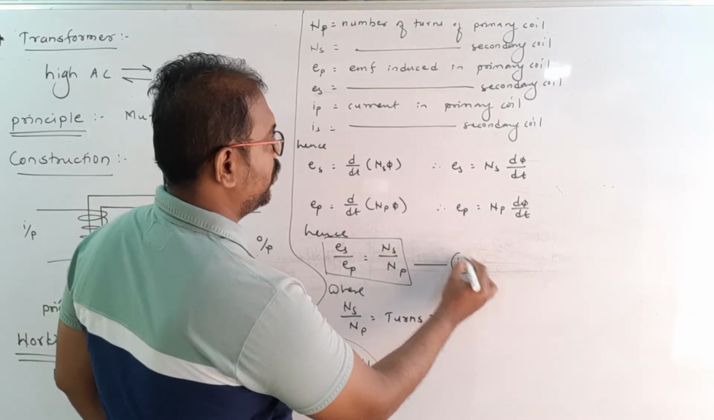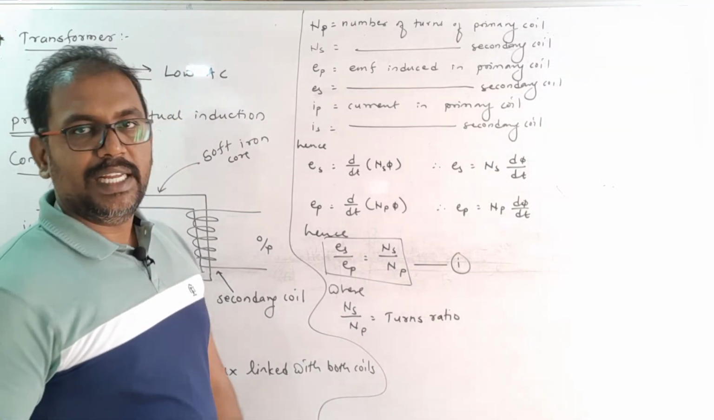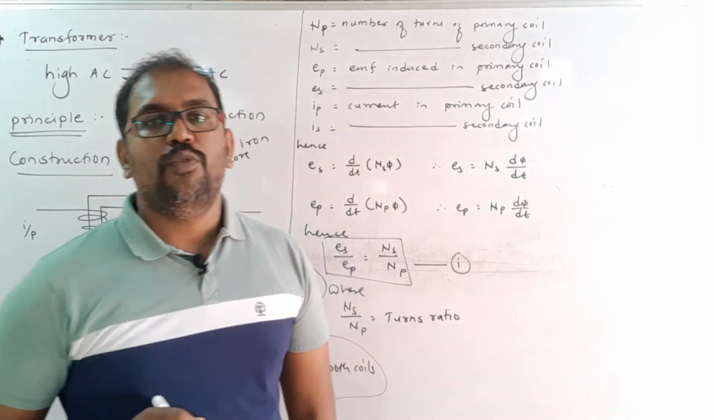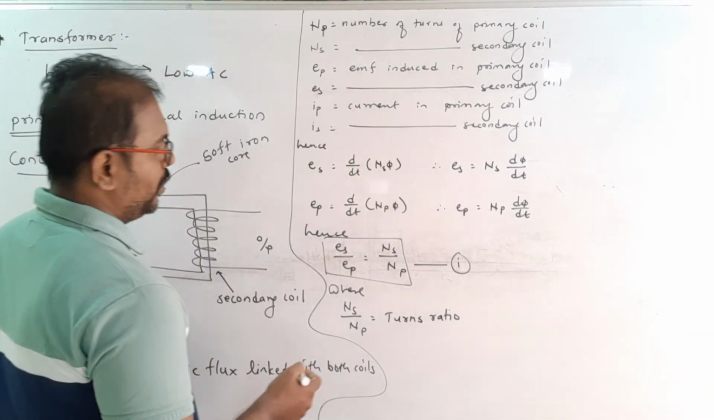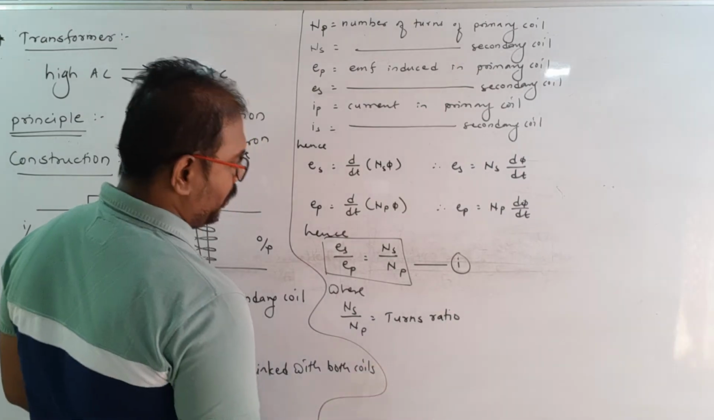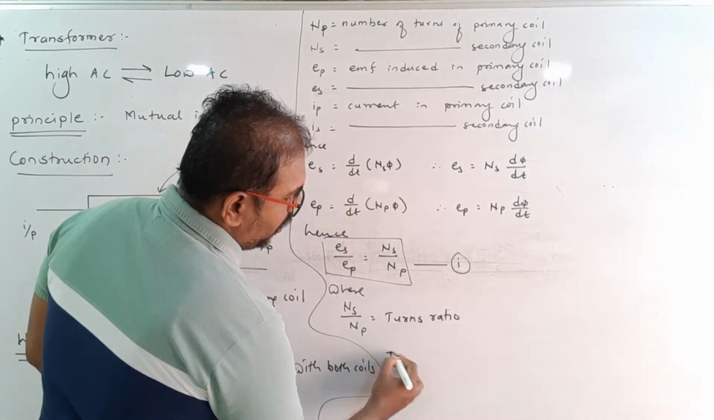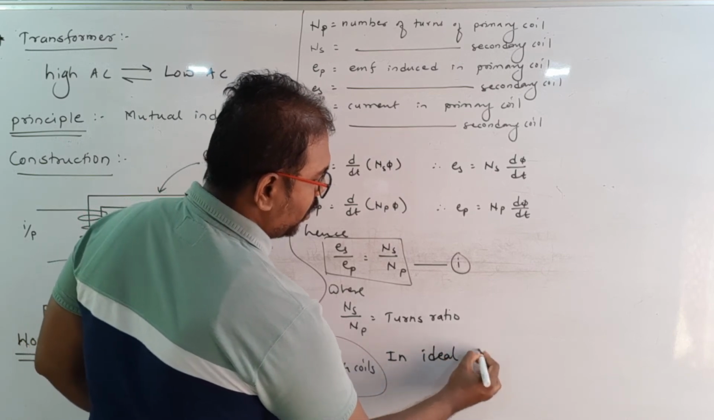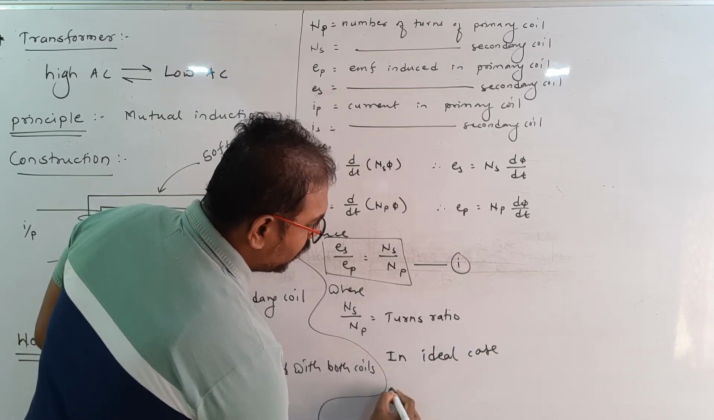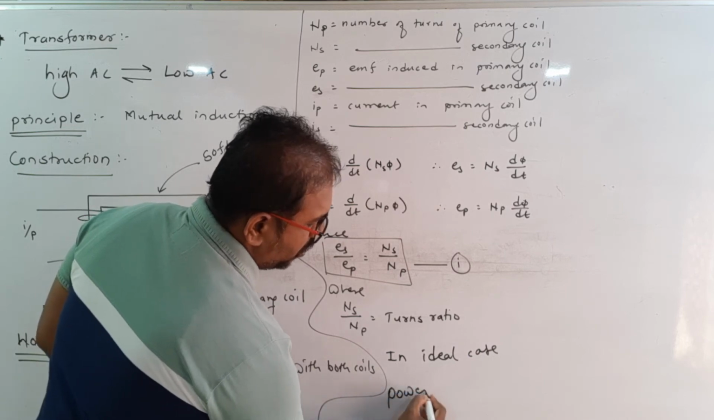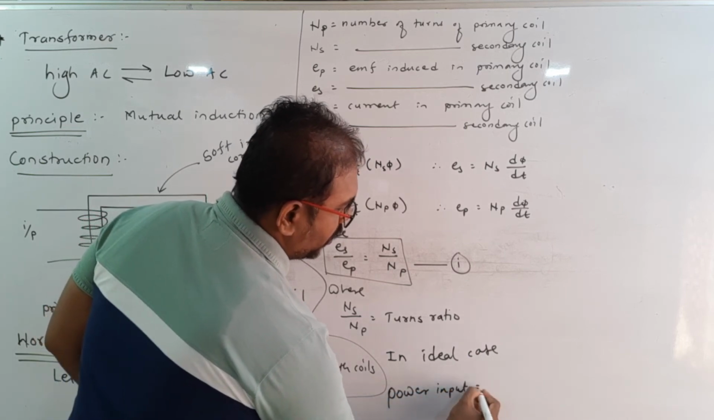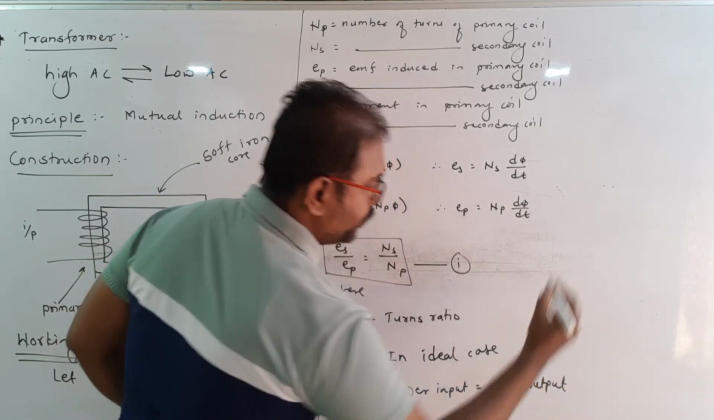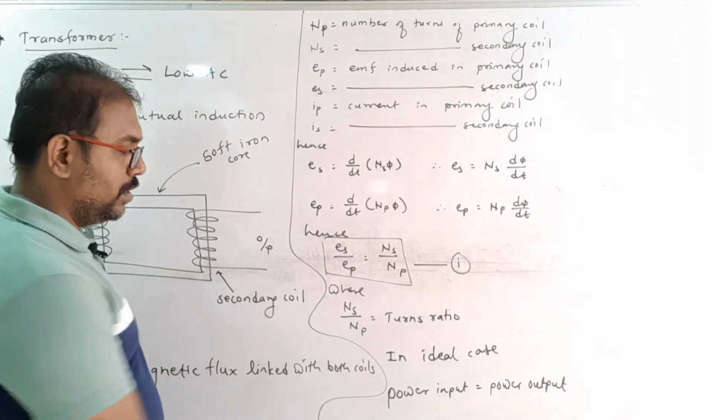Let me give this equation number 1. Now we use the ideal case. Ideal case means input power is equal to output power. Whatever power we give at the input, we get at the output also. Ideally, in the ideal case, power input is equal to power output.